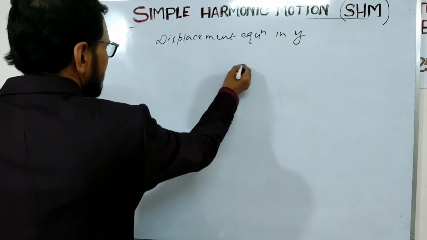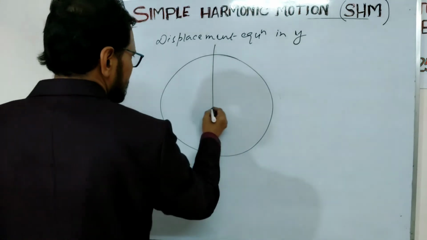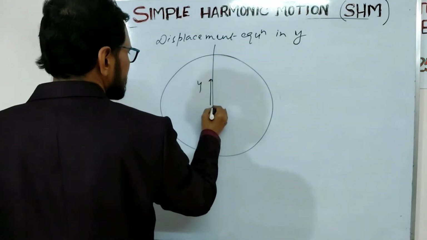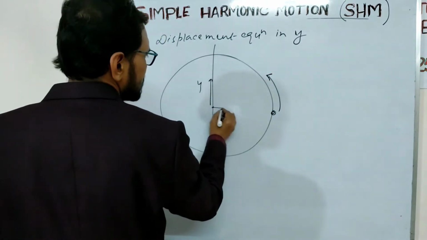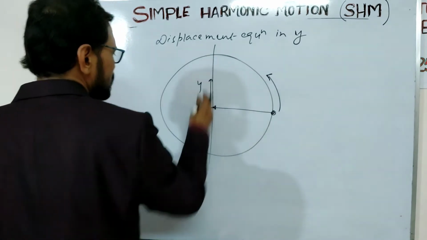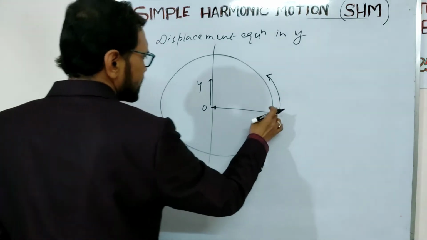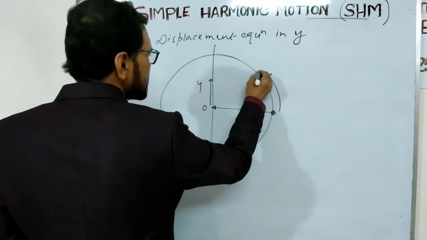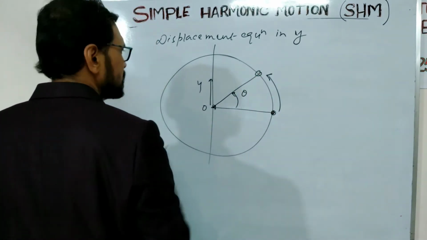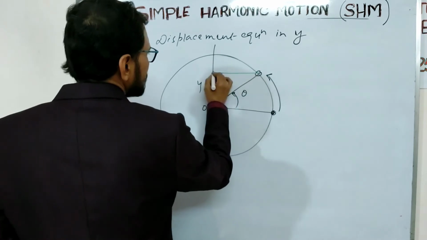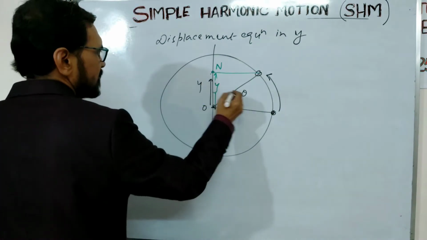Why? If a particle starts in circular motion, and if we take the displacement along the y-axis, this is the displacement. The particle in circular motion starts from here. Along this line the origin is the mean position. When the particle moves from this to this, the angle is theta. If you draw the foot on the y-axis, this is the foot, and this will be the displacement. Y is the displacement, and this is the amplitude A.